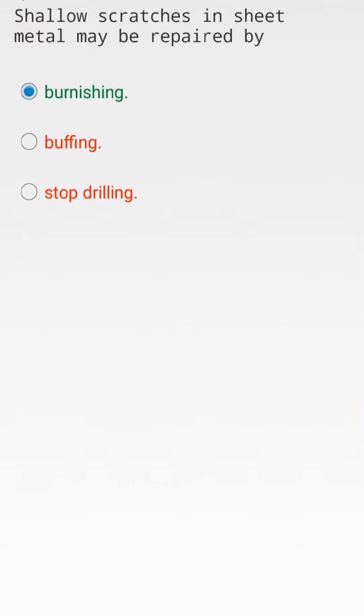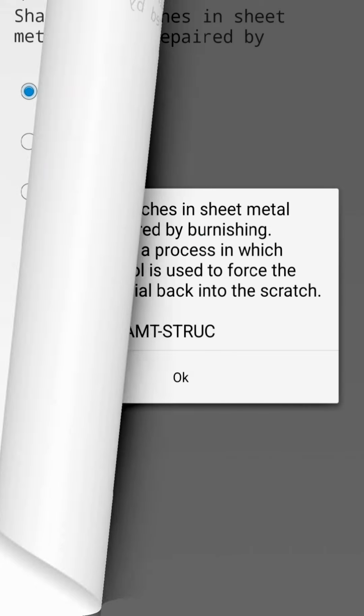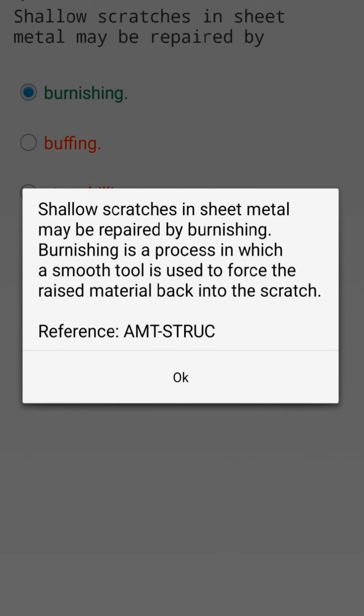Shallow scratches in sheet metal may be repaired by burnishing. Shallow scratches in sheet metal may be repaired by burnishing. Burnishing is a process in which a smooth tool is used to force the raised material back into the scratch.